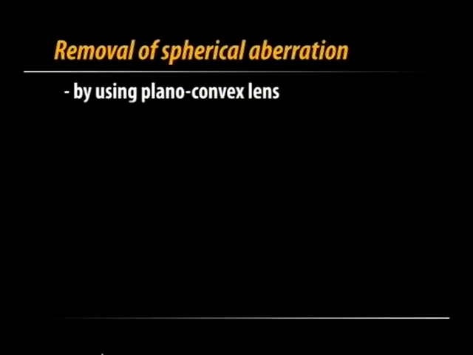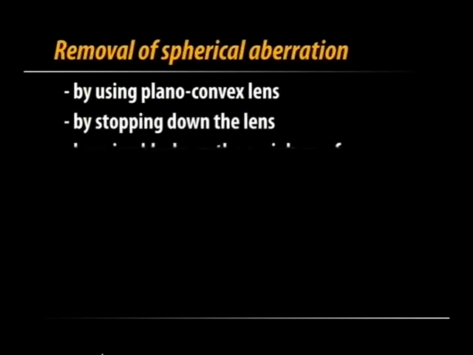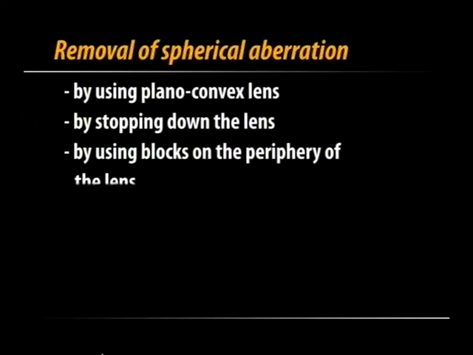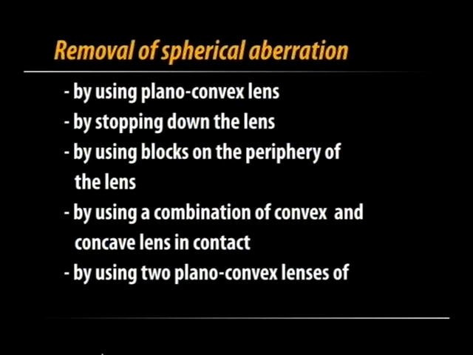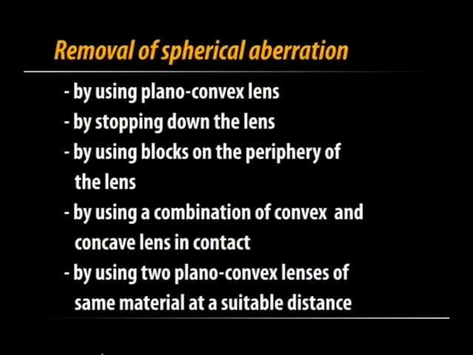Removal of spherical aberration is possible by using a plano-convex lens, or by stopping down the lens, or by using blocks on the periphery of the lens, or by using a combination of convex and concave lenses in contact, or by using two plano-convex lenses of the same material at a suitable distance.